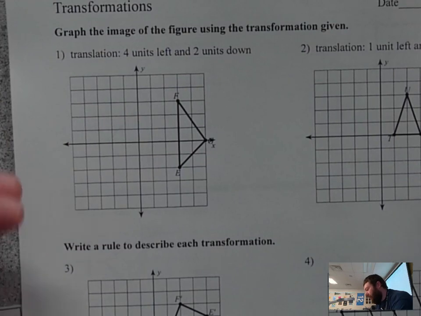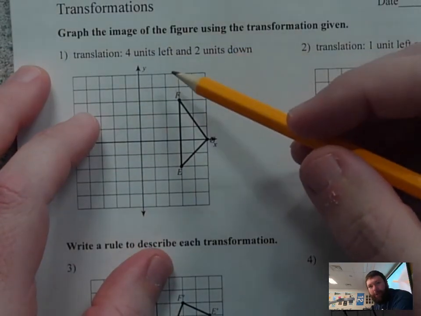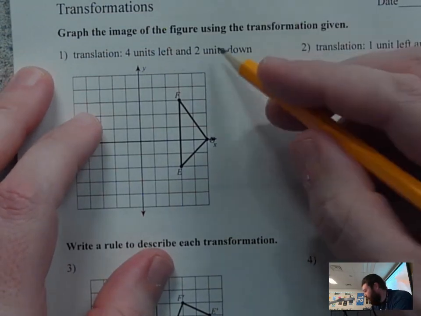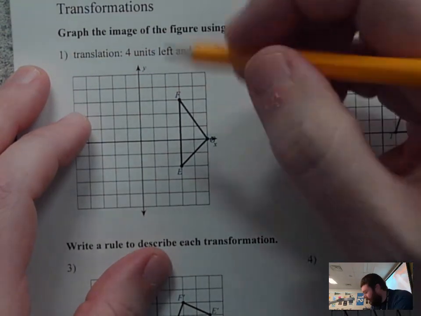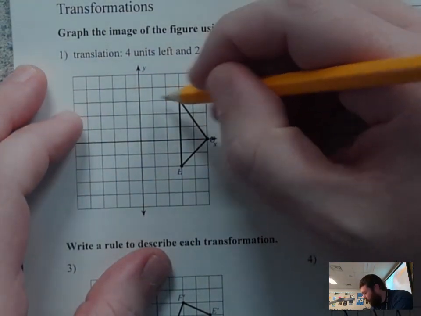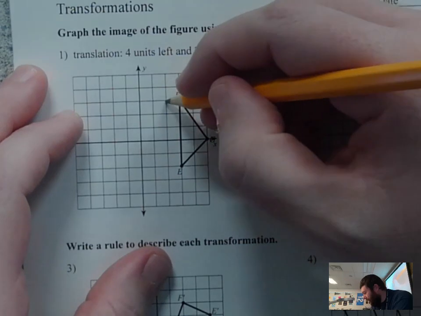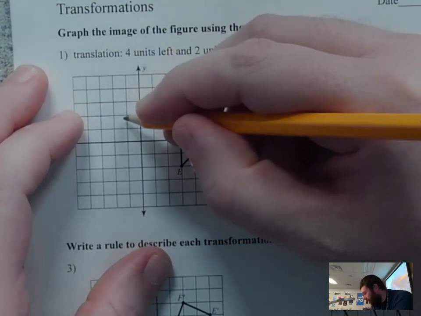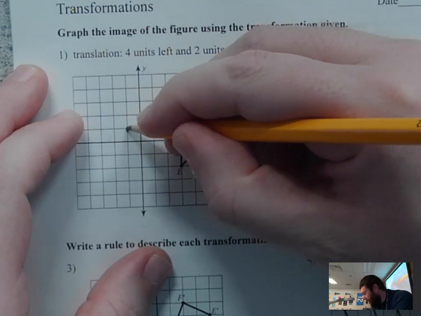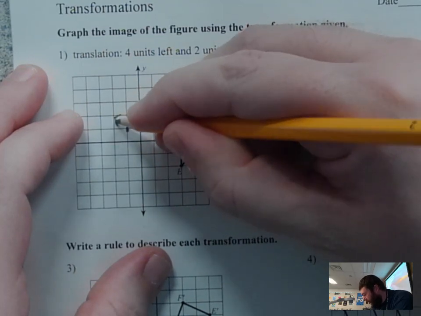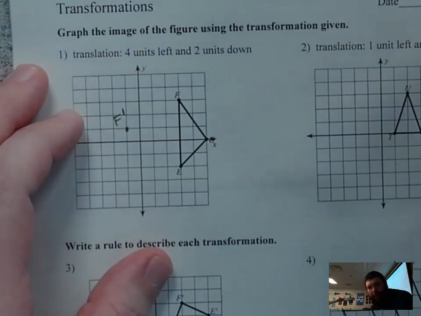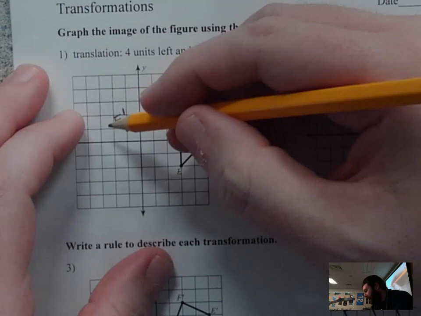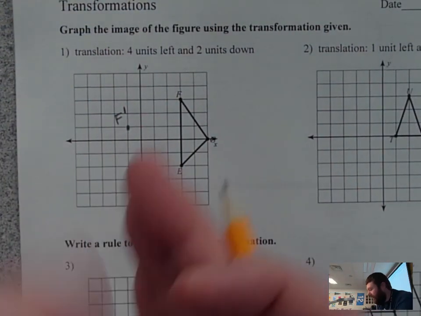This first one wants me to move the shape 4 units to the left and 2 units down. To do this, it's super complicated. You literally just go from each point 4 to the left and 2 down. So 1, 2, 3, 4, 1, 2. There's my new F. To show that it is my new F, I put a little apostrophe next to it. That means prime. It's F prime. That means it's been a transformed shape. It has moved 4 left and 2 down.